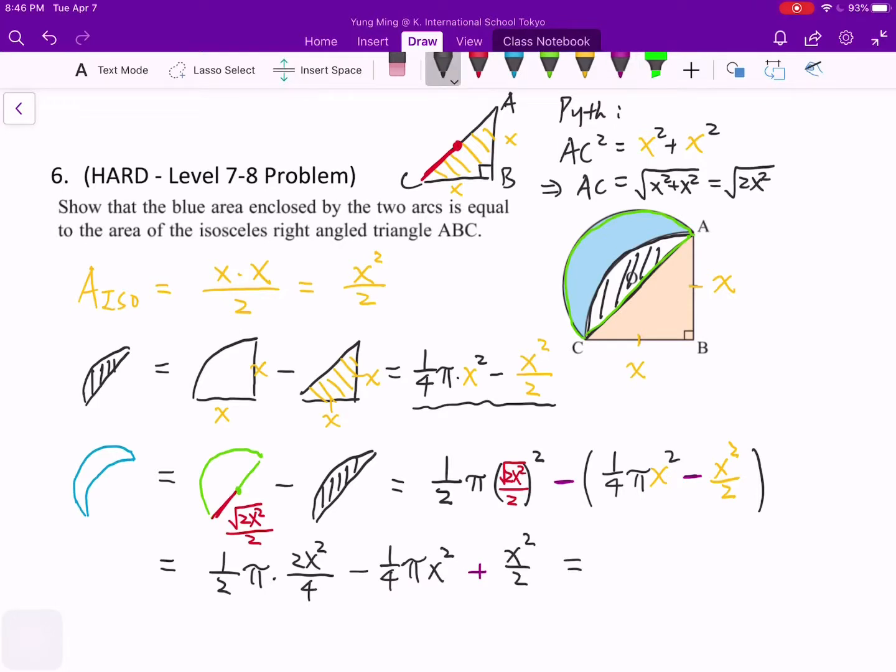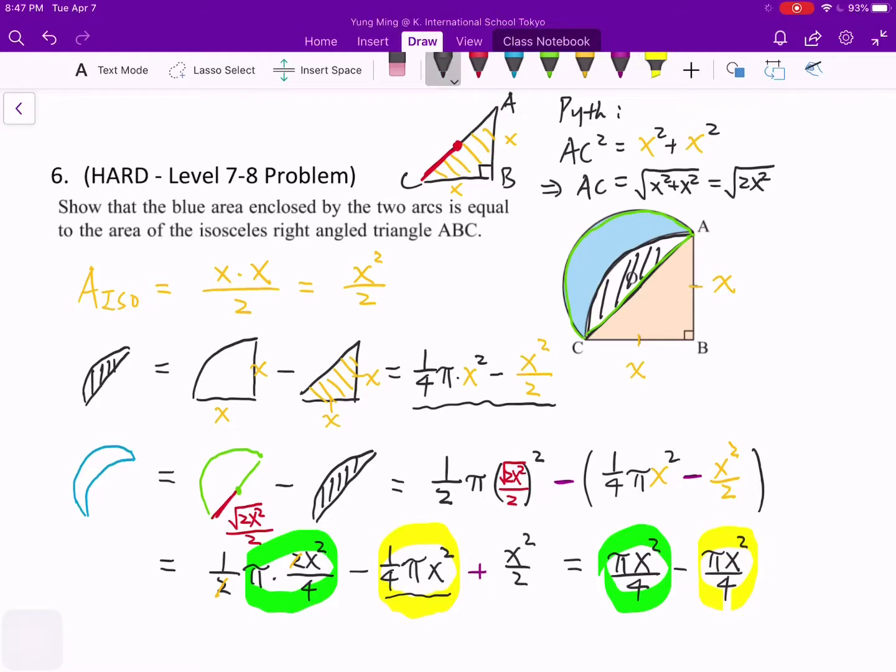Okay, so what is that going to give us? Notice that we got the 2 and 2 cancel out over here. So this guy that you see over here, isn't that just exactly pi x squared over 4? And notice that the other guy is exactly also pi x squared over 4. Because we have 1 over 4 pi x squared. Like that. So that means what? That means we can cancel that out. Okay, so plus x squared over 2. Cancel, cancel. The answer is x squared over 2. And that's it for the area for your blue shape.